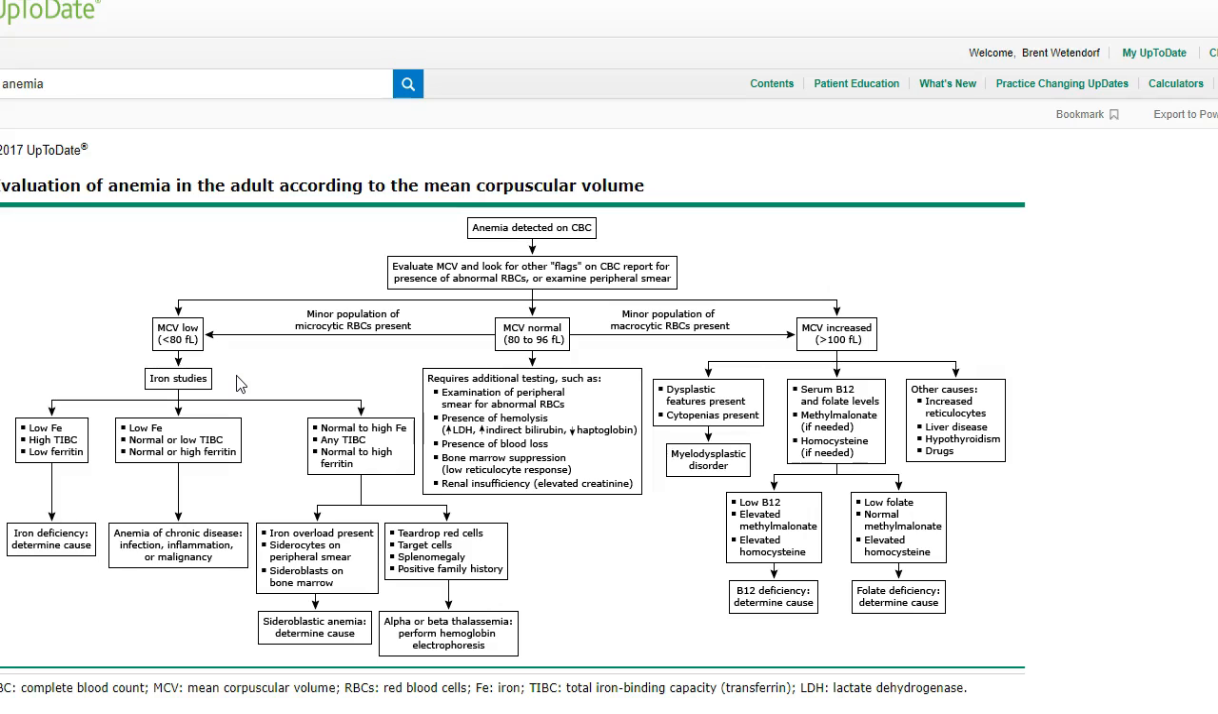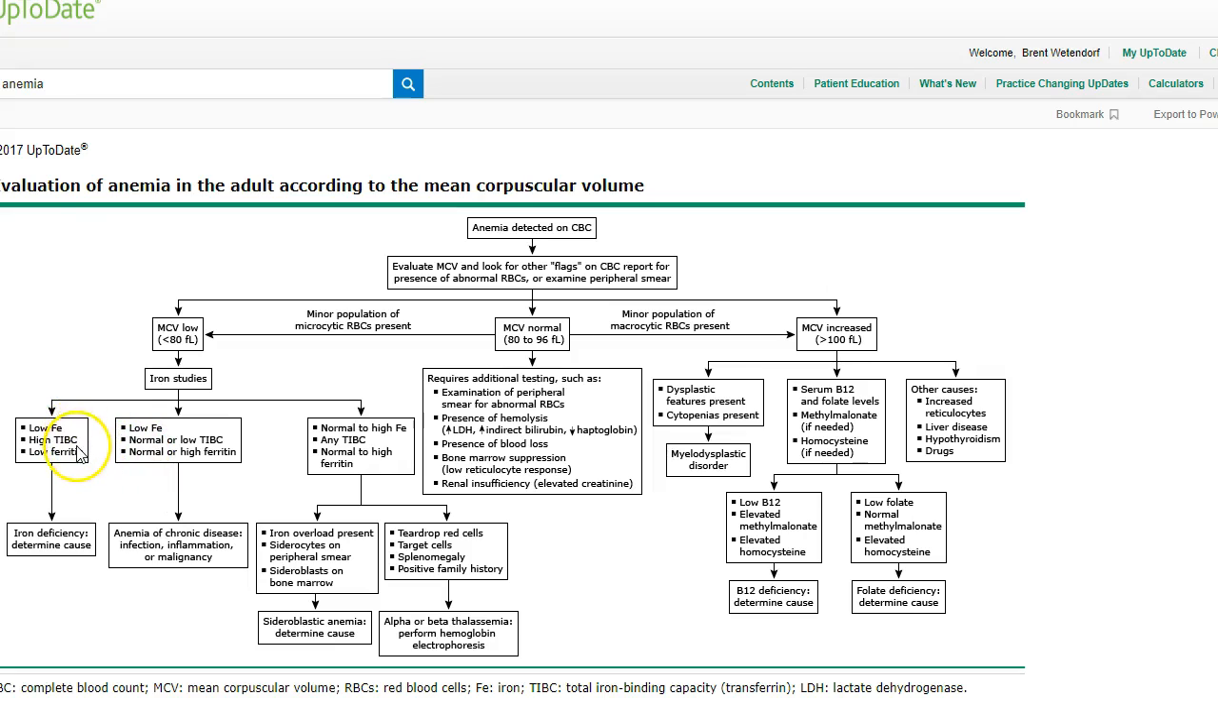You're going to have TIBC. Not all the time, though, is a ferritin going to be included in an iron panel, depending on the lab. You want to check where you're at and see if they automatically include that or not. If they don't, then please make sure that you order that separately.